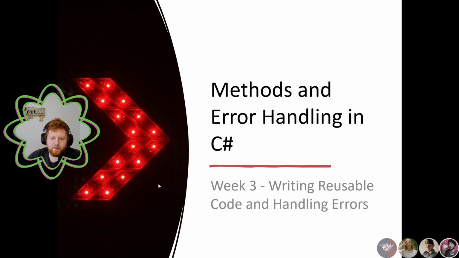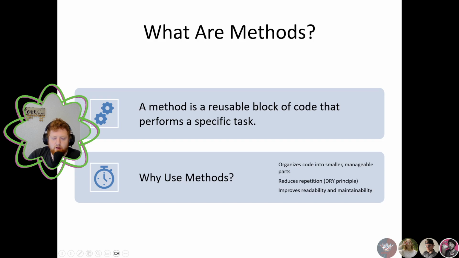All right, methods and error handling in C# is what we're going to talk about today. Writing reusable code and handling errors. All right, so methods. Methods are super, super cool. And we're going to talk about them. So what is a method? A method is a reusable block of code that performs a specific task.